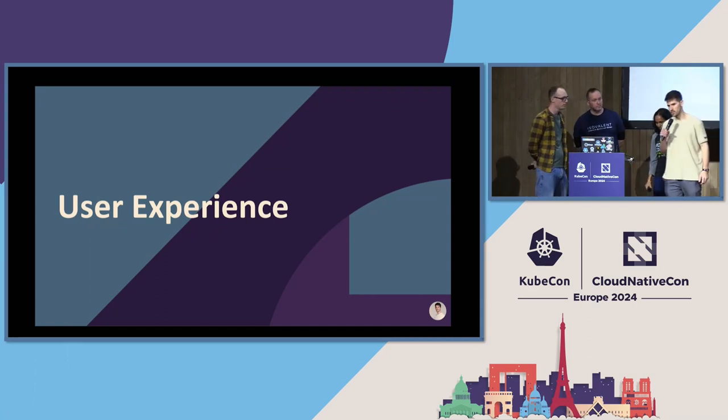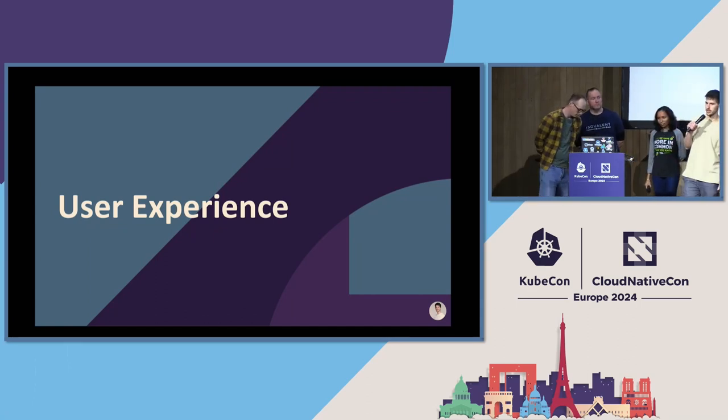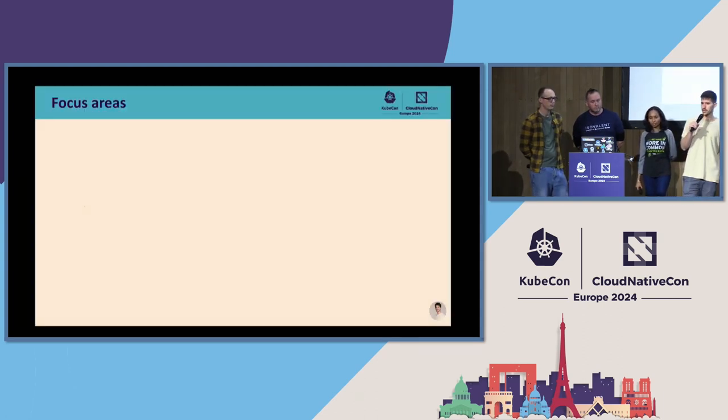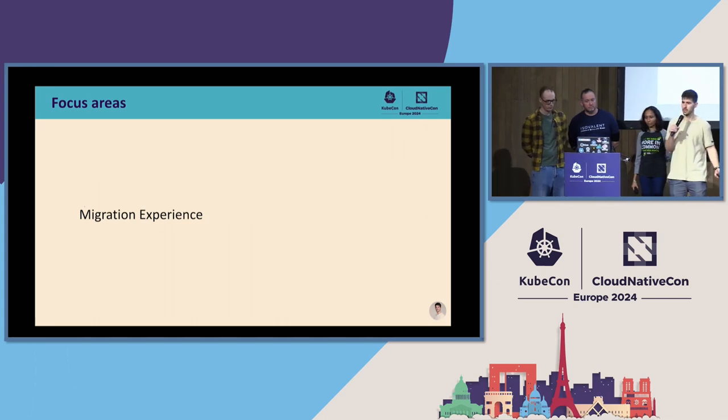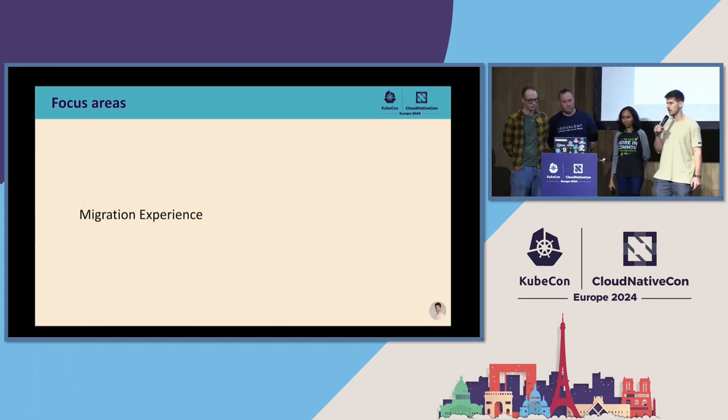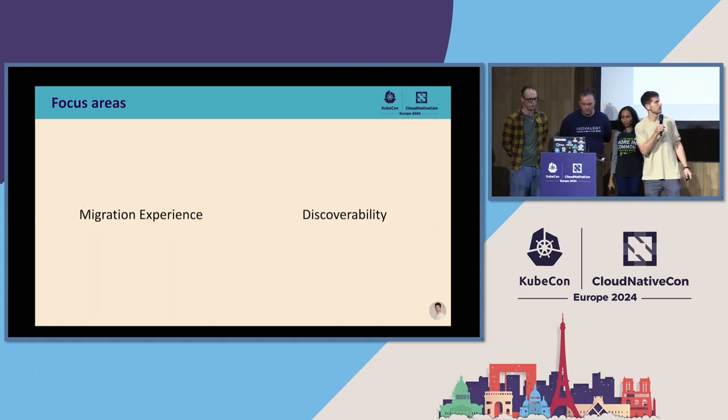Right. So I'm going to talk about the user experience efforts, plus the GA release last October. Two main focus areas I'm going to talk about. One is the migration experience, so everything in regards to the user experience in the migration process from Ingress and other APIs to Gateway. And the other one is discoverability.